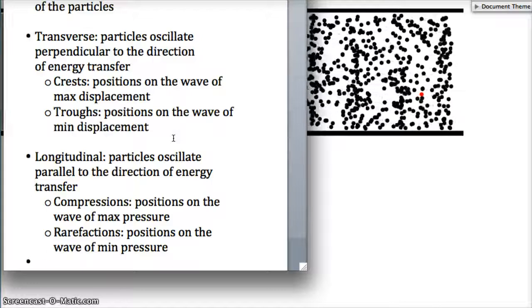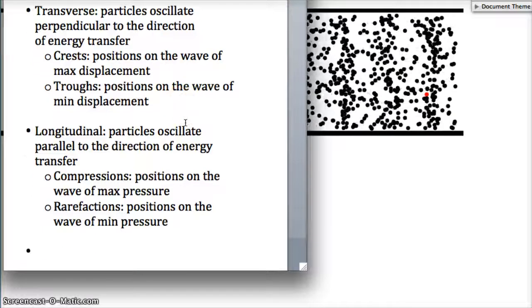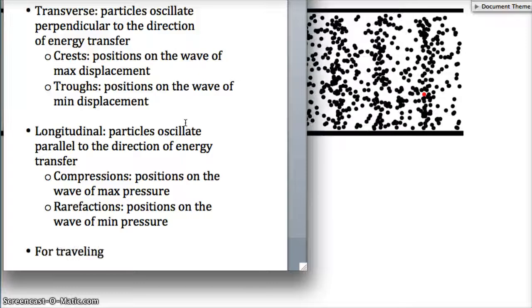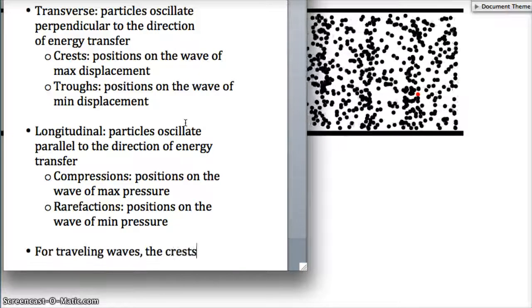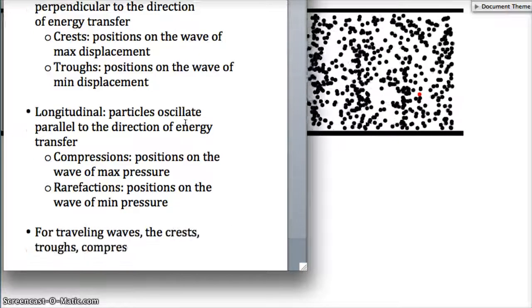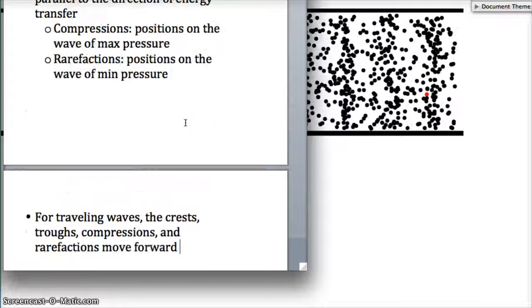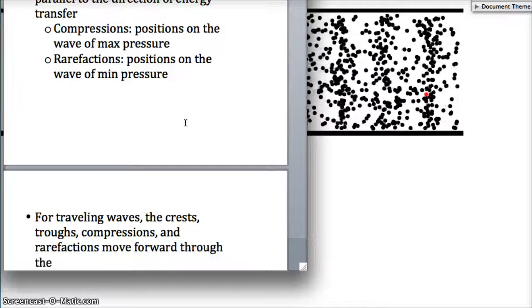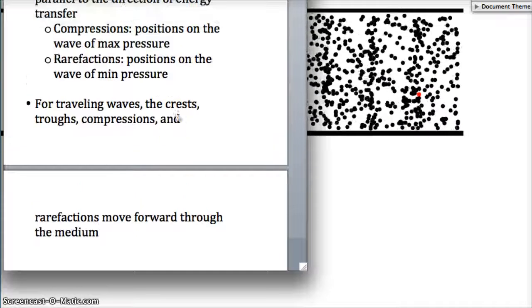And we know that for these traveling waves, which is all we've seen so far, the crests, troughs, compressions, and rarefactions move forward through the medium.